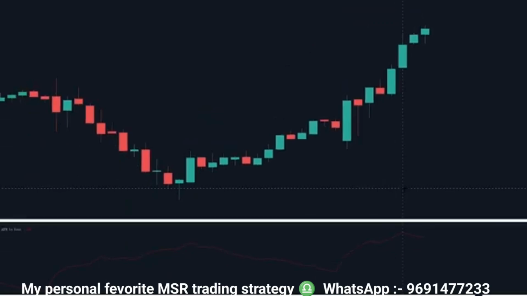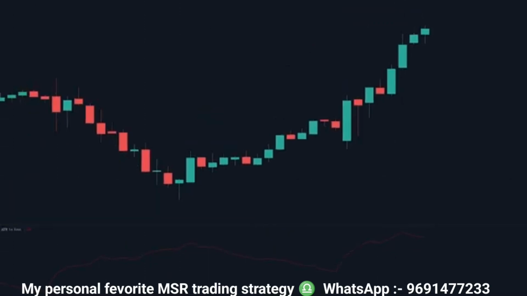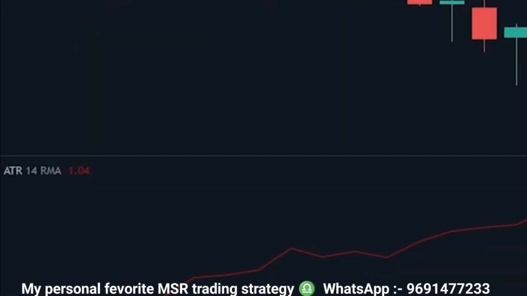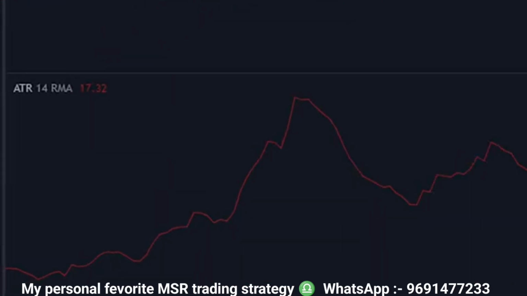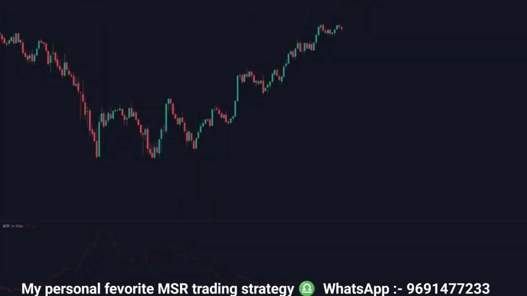So this indicator on the bottom is the ATR indicator. It's just a simple line chart that has a changing value in the top left. This number is presenting the average size of the past 14 candles of this specific security. So in this example, it's saying the average candle size of the past 14 candles for Ethereum is $17.32.